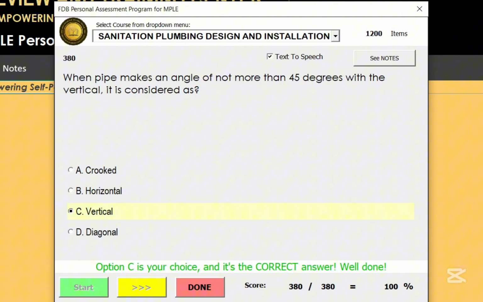Option C is your choice, and it's the correct answer. Well done.